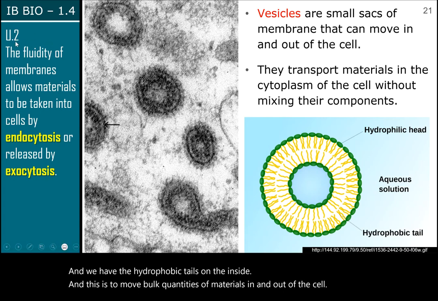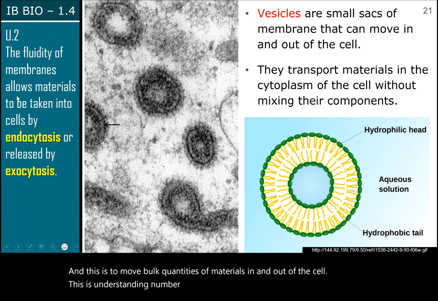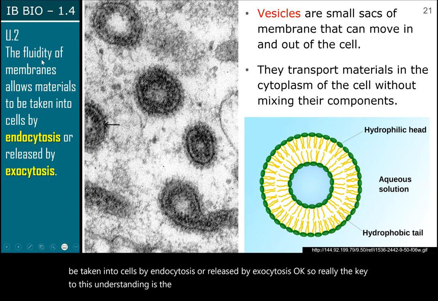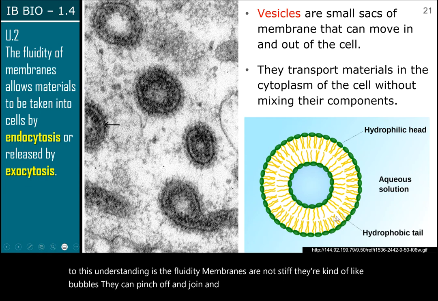This is understanding number 2. The fluidity of membranes allows materials to be taken into cells by endocytosis or released by exocytosis. Okay, so really the key to this understanding is the fluidity. Membranes are not stiff. They're kind of like bubbles. They can pinch off and join, and that's exactly what a vesicle is. It's a little piece of membrane that pinches off and then rejoins later on.